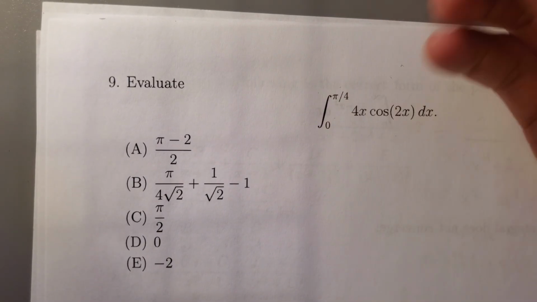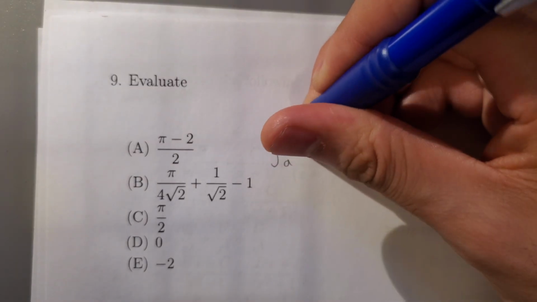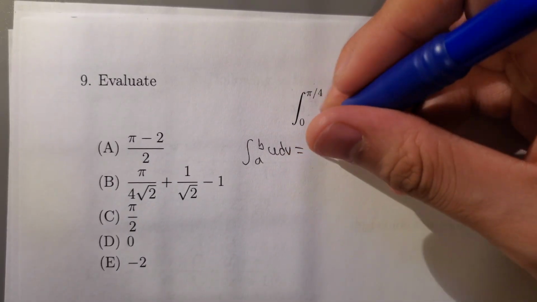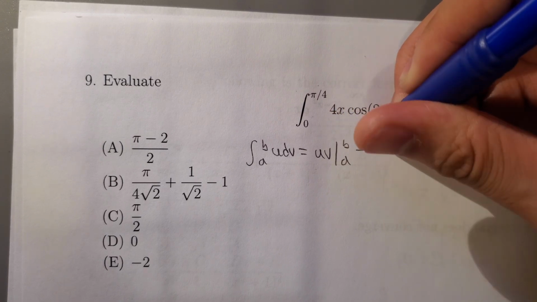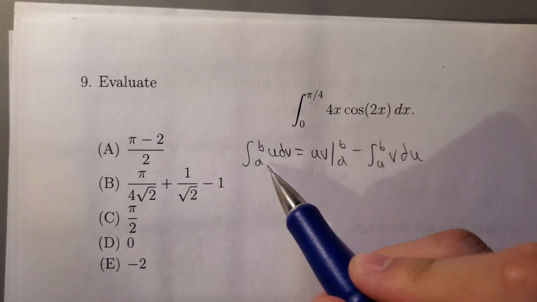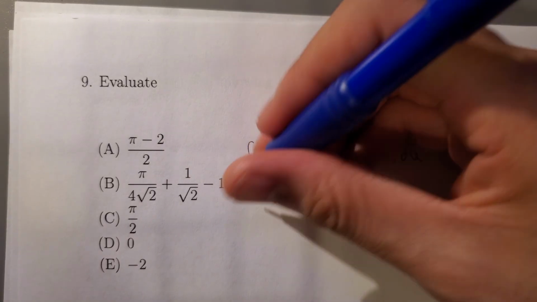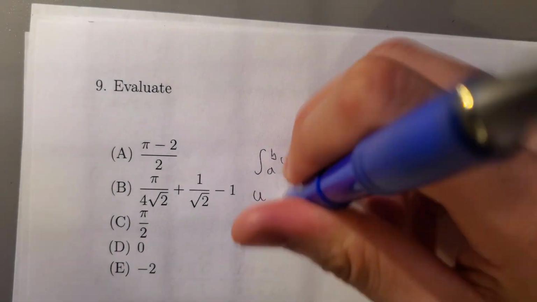We know that the formula would be the integral from a to b of u dv is equal to uv evaluated from a to b minus the integral from a to b of v du. So this u dv integral would be equal to the original integral. And now I'm going to find a u and I'm going to find a dv.